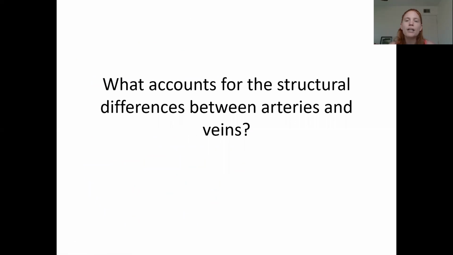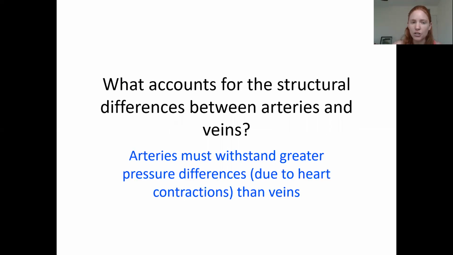Okay, so why are the arteries and the veins different? You should know how they're different, but you also need to know why they are different. And it has to do with pressure. Arteries are connected to the heart, and therefore they have to withstand a lot more pressure because all that blood is going to be contracted and forced into them, and then they have to stretch out with all that extra pressure. That's why they have the thicker tunica media.